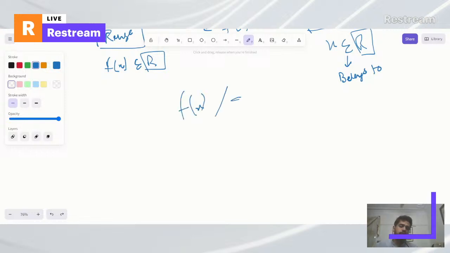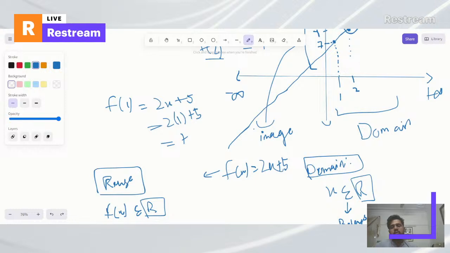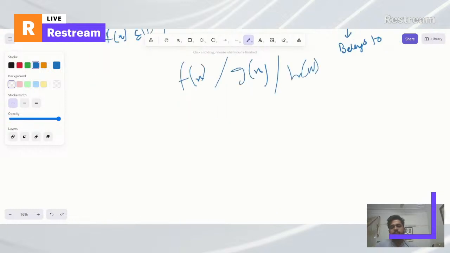It could be written in form of g(x) or h(x). It's just the way that we write it. Okay, now let's talk about how to solve functions, right? This is essentially what solving a function means, right?